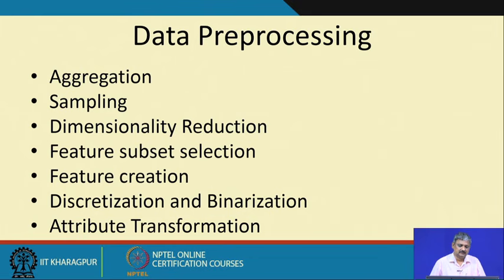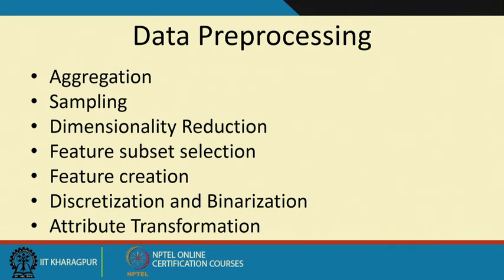So, aggregation means sometimes you consider a bunch of data together, not a single data, a bunch of data together, and the cumulative information of all this data is what is used. The second is sampling. Here only few representative data is kept, rest is thrown away. The idea is that only the sample is enough, only the sample is enough for the processing.